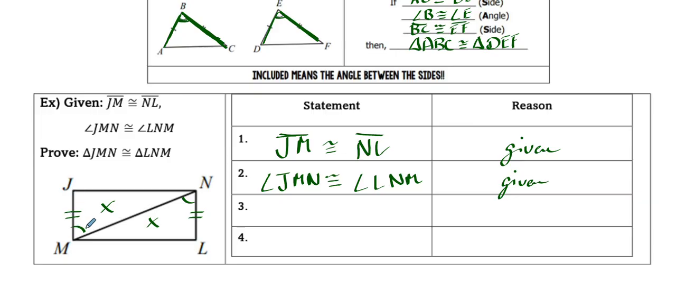we need side, angle, and then the next side over. So we know we're talking about this MN, that side is going to be congruent to itself. It's in both triangles. So it is that third side, or really the second pair of sides that we need by the reflexive property.